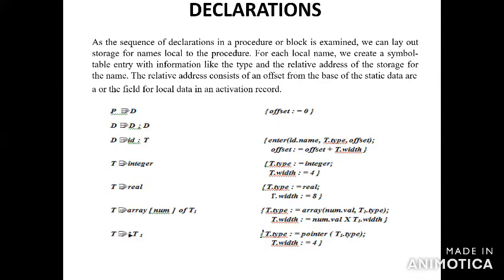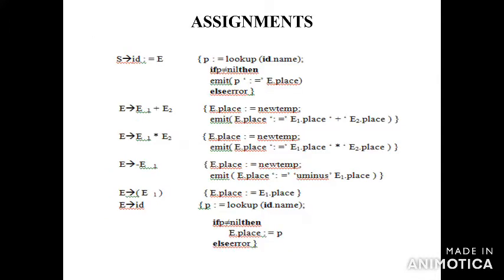So for declaration, each relative address consists of an offset from the data type and the relative address of the given name you have declared in the declaration part. It is a field for local data in the activation record. So that is the first thing, declaration. Then what about the second one? The second one is assignment statements.